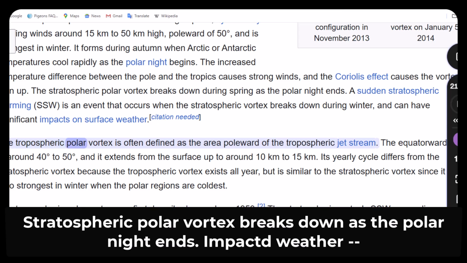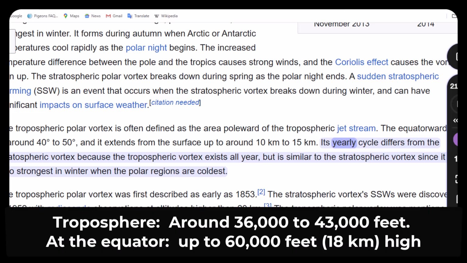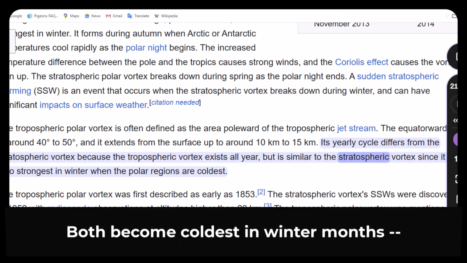The tropospheric polar vortex is often defined as the area poleward of the tropospheric jet stream. The equatorward edge is around 40 degrees to 50 degrees, and it extends from the surface up to around 10 kilometers to 15 kilometers. Its yearly cycle differs from the stratospheric vortex because the tropospheric vortex exists all year, but is similar to the stratospheric vortex since it is also strongest in winter when the polar regions are coldest.